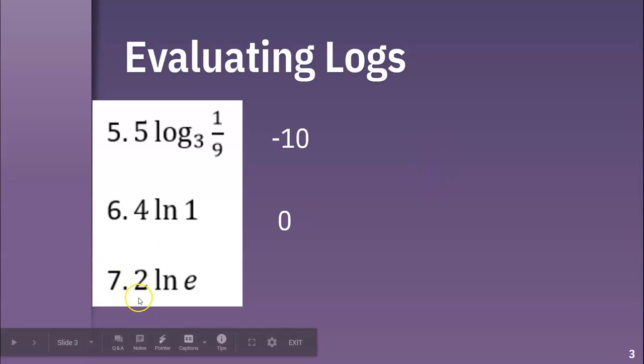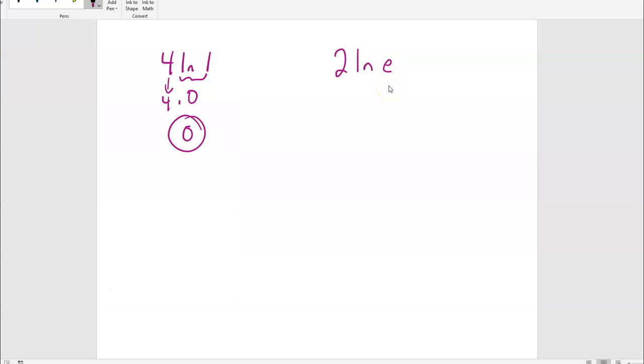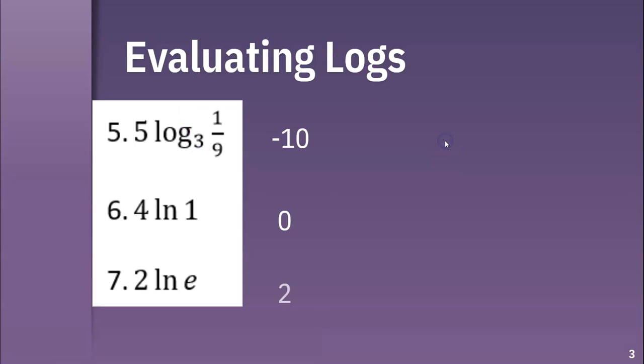Okay? And then finally, we have 2 natural log e. So I first want to concentrate on the natural log e. Because it's a natural log, I know there's an understood base e. So I'm saying e to what power is e? Well, we know that is an understood 1 power, so the power that's missing is a 1. Since 1 is the answer to this natural log e, and I bring down the 2, I'm going to multiply 2 times 1 and get 2 for my overall answer. Okay, so that becomes a 2.